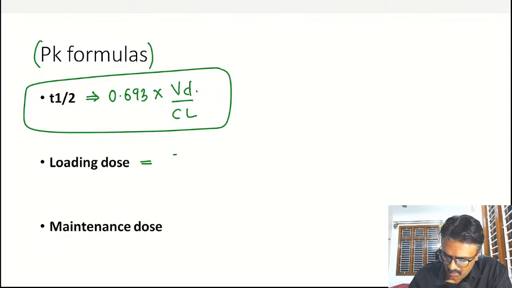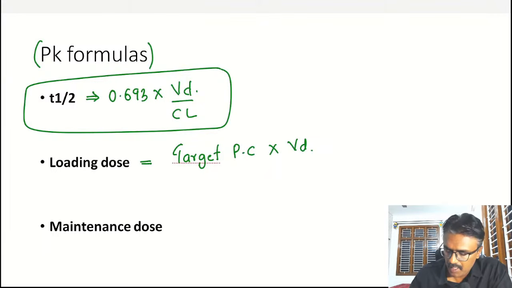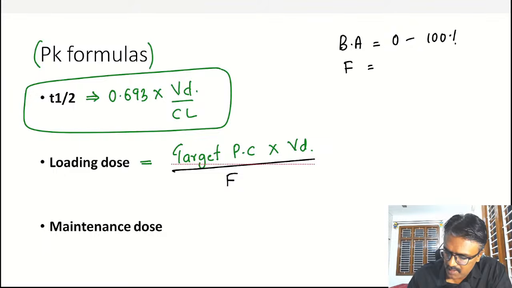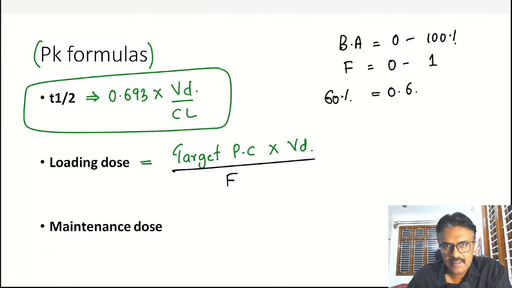Loading dose is equal to the target plasma concentration you require into volume of distribution. If they have given bioavailability, you write it divided by F. F means bioavailability. Usually bioavailability is written as 0 to 100%, but if you want to write it as the letter F, it is written as 0 to 1. Meaning, suppose they gave 60% bioavailability in the exam, then F will be 0.6.